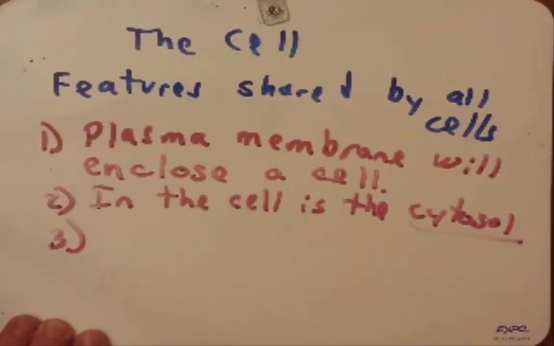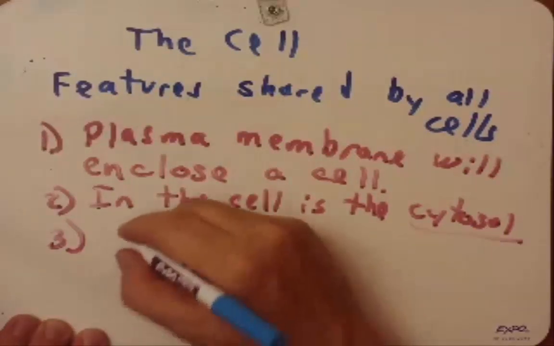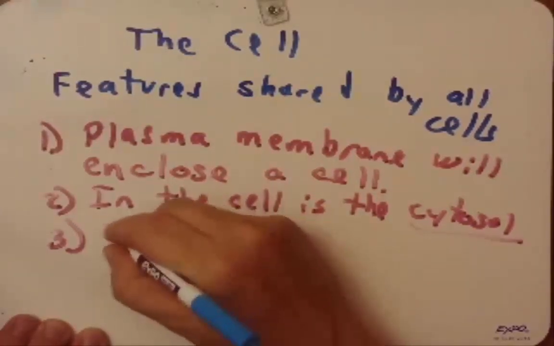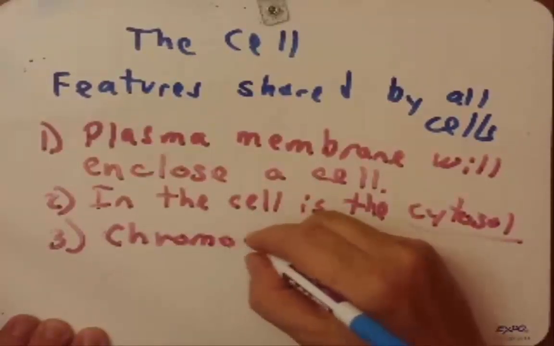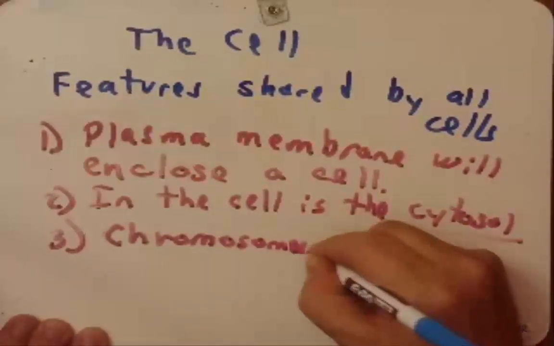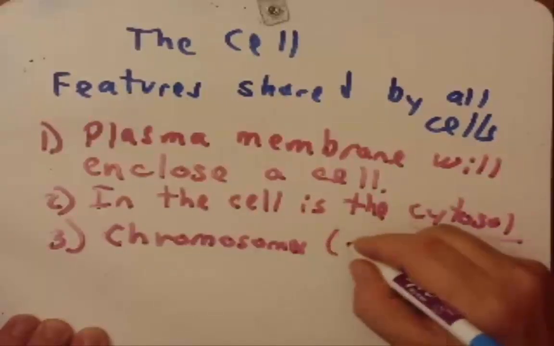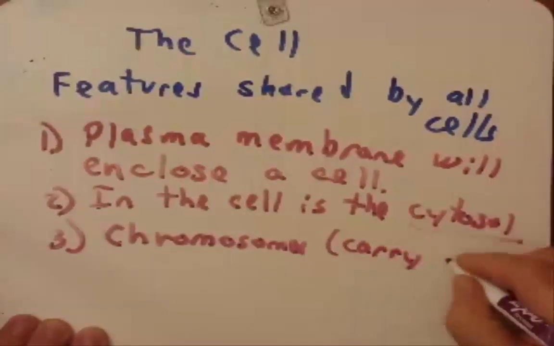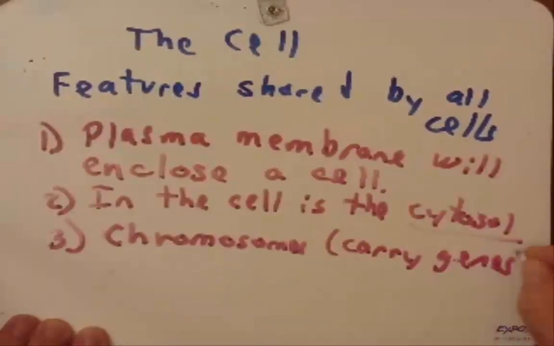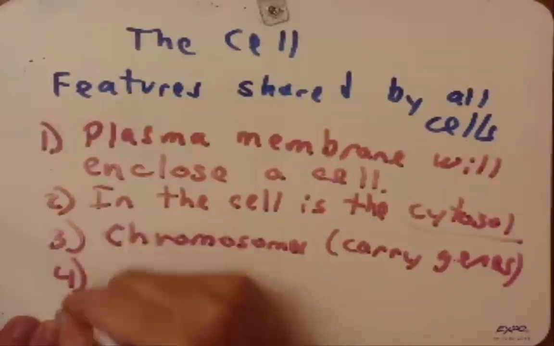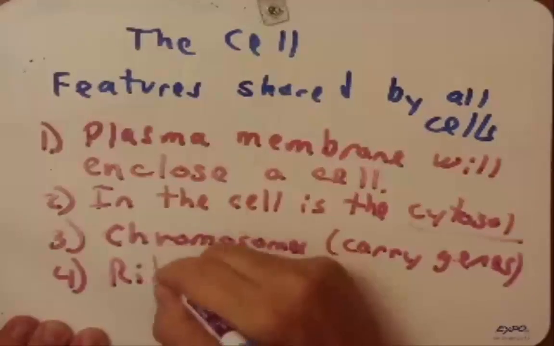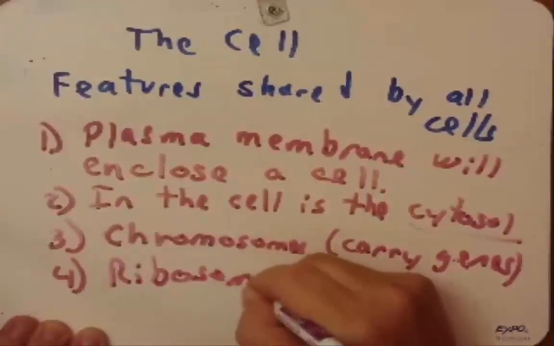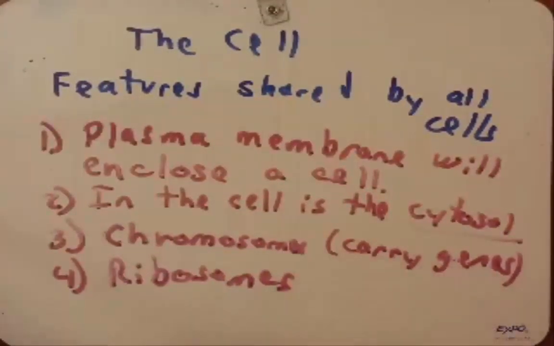The third thing common to all cells: chromosomes are present and they carry genes. The last thing here is they all contain ribosomes, which are important in building proteins.